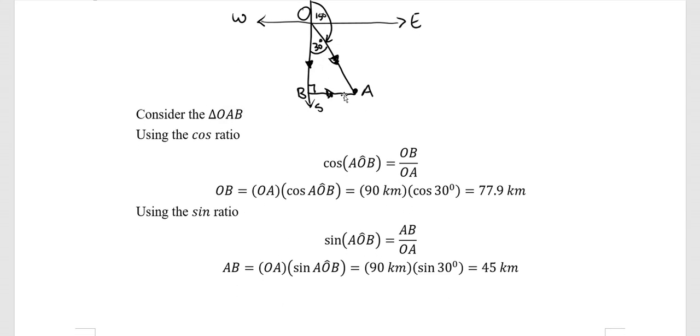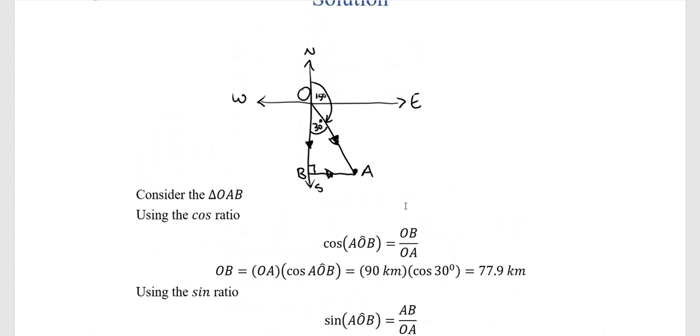Using the same logic, we use the sine ratio on the same triangle, and we notice that that is opposite, which is this AB direction here, over the OA here. So we have AB is equal to OA sine AOB, the angle 30 degrees, which is 90 sine 30, and that's 45 kilometers.